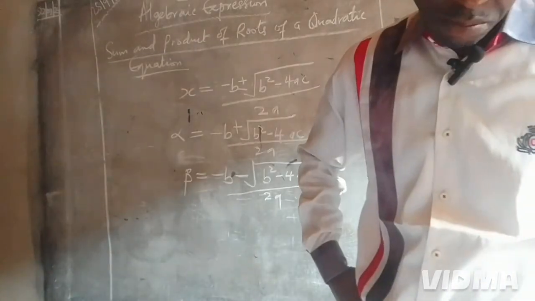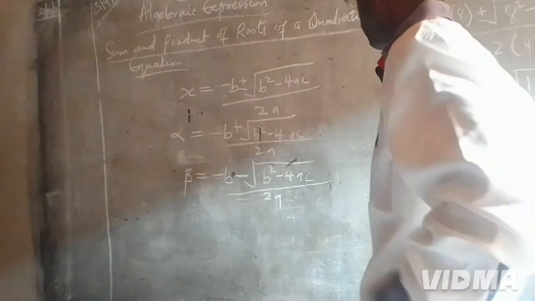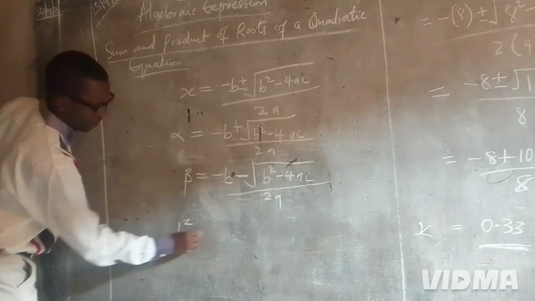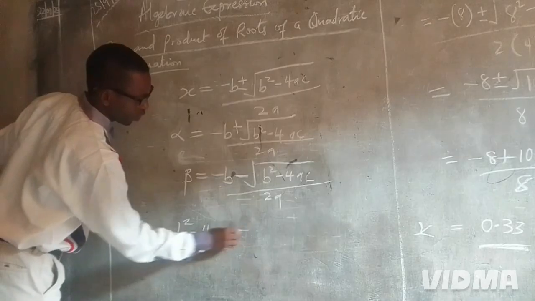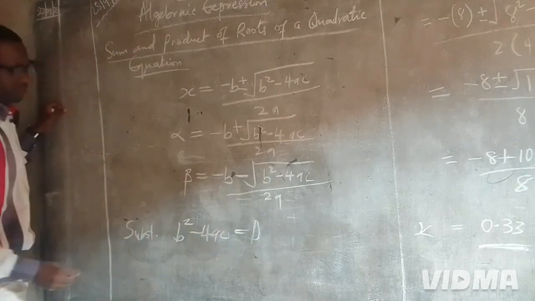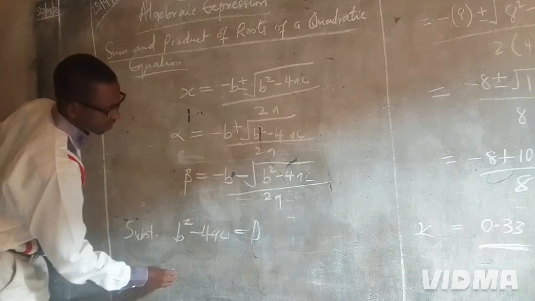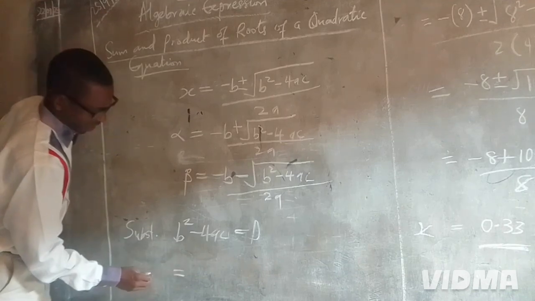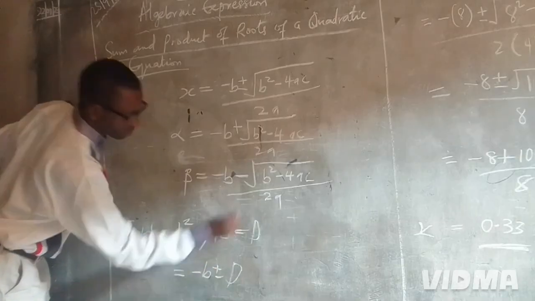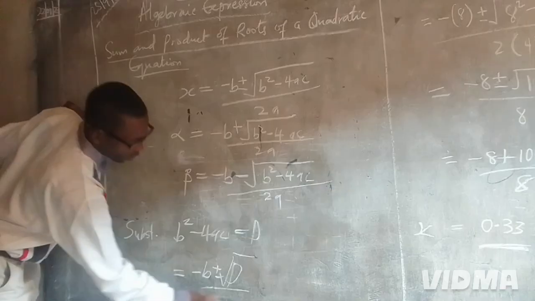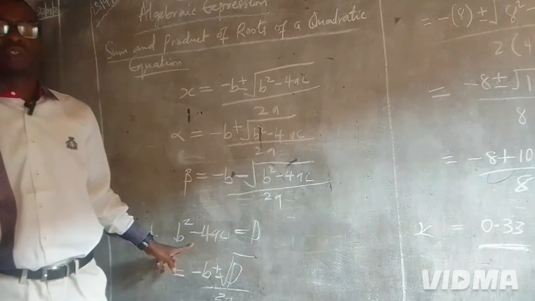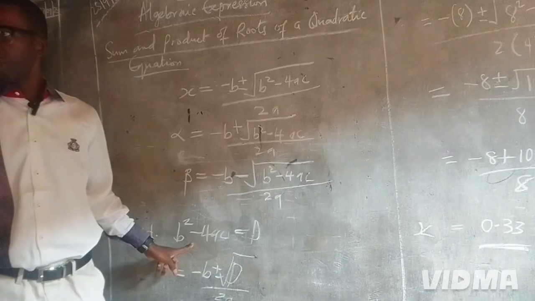We are going to be substituting b squared minus 4ac for D. So if you are substituting it, it will now be what? Equals to, that's our new x, will now be minus b plus or minus D, all over 2a. You already know that our D is what? b squared minus 4ac.